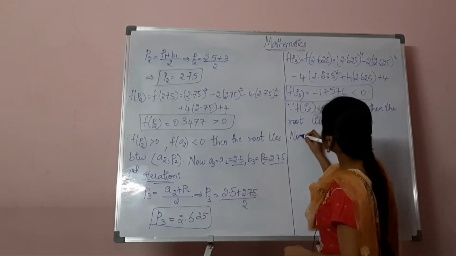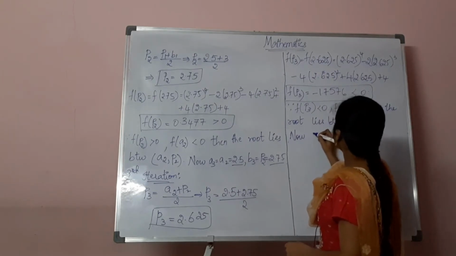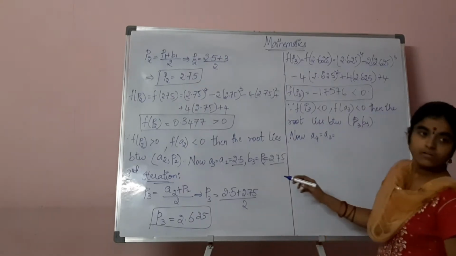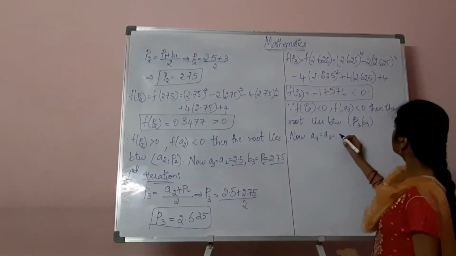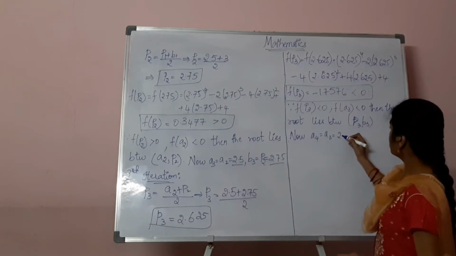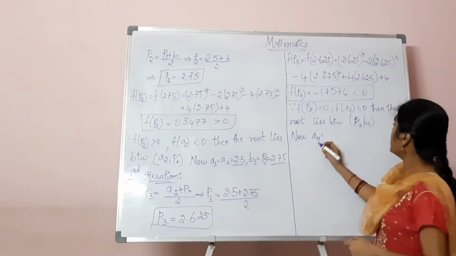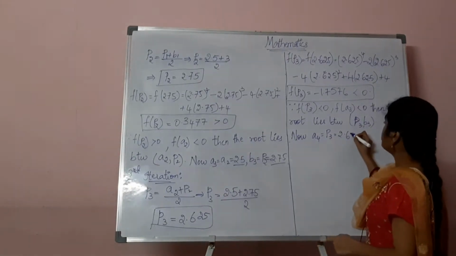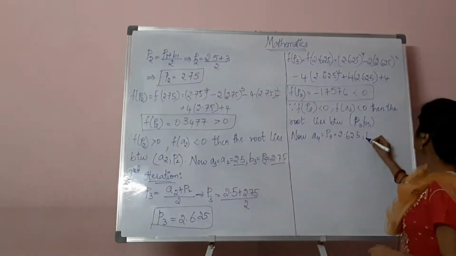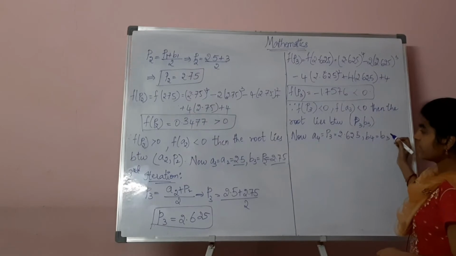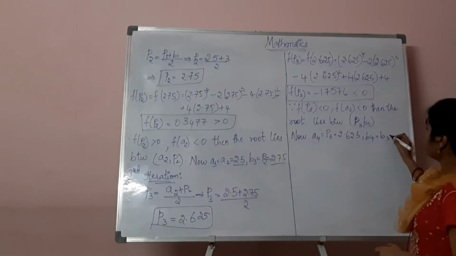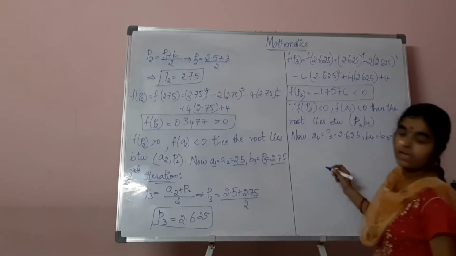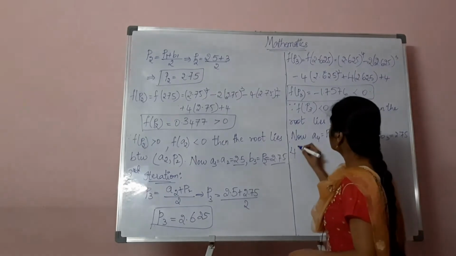Now A4 equals A3. Now A4 equals P3. What is the value of P3 here? 2.625. B4 equals B3. What is B3 here? 2.75. Okay. Next, up till now we have completed the third iteration. Now the fourth iteration.